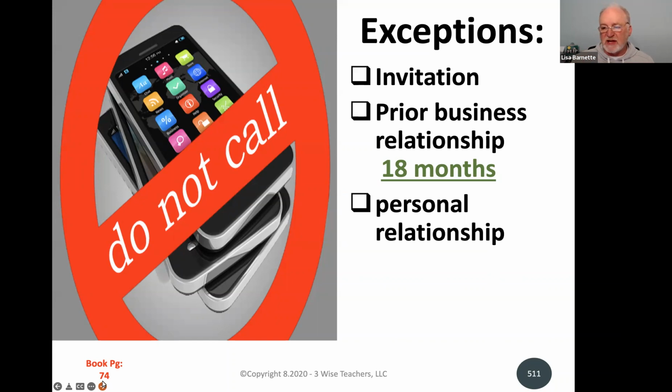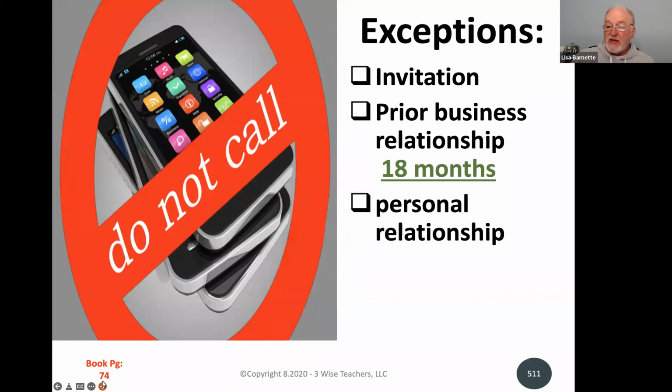Notice that it also says 18 months. This one is when I've actually done business with a client. So let's say that I work with a buyer, we closed on the transaction, everybody's happy, everybody's high-fiving. I could call him for up to 18 months after the end of that transaction, even if he's on the do not call list. Why? Because I have a prior business relationship. That's the prior business relationship rule.